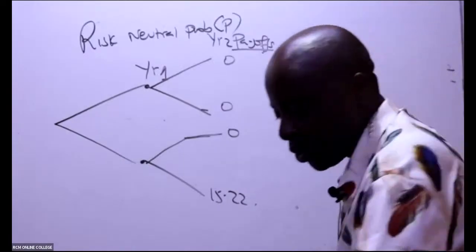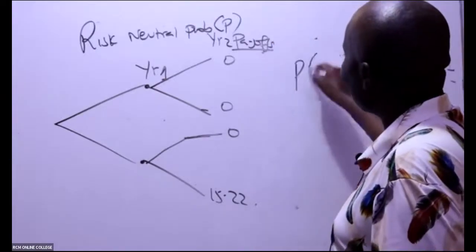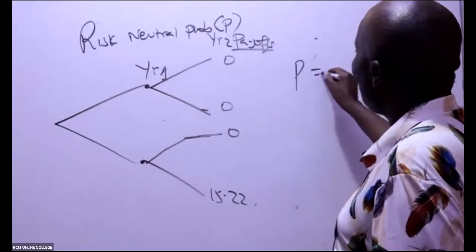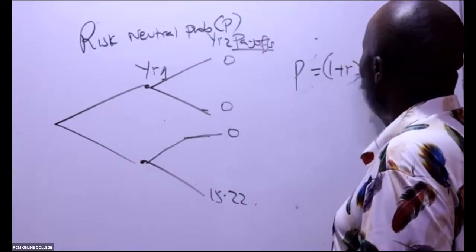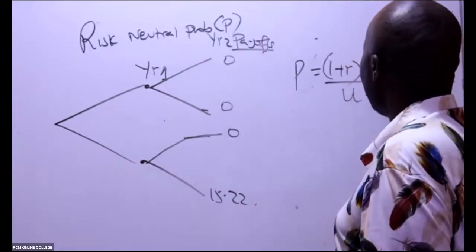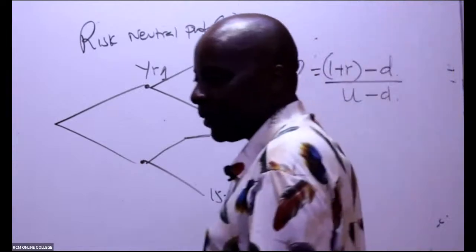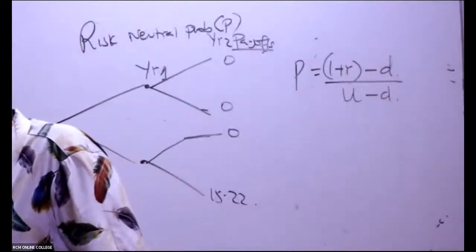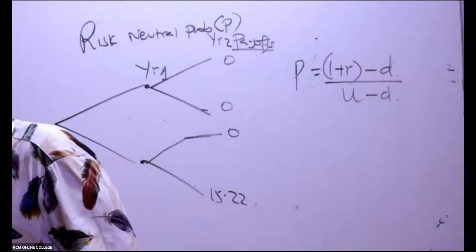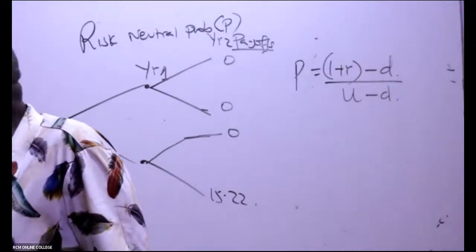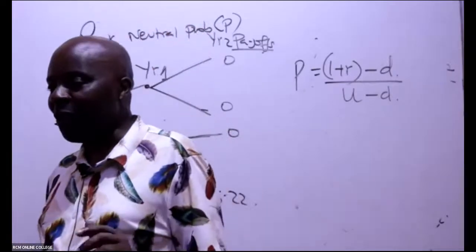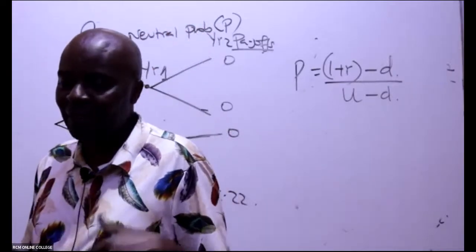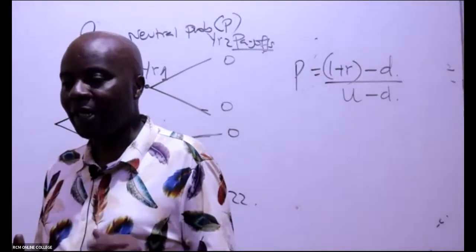To get this risk-neutral probability, you will take 1 plus R, subtract D, all over U minus D. Is there somebody who is able to remember the U and the D? If you can work without the trees, the better. But I think a schematic presentation of the work simplifies things.